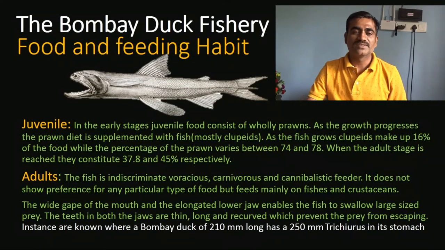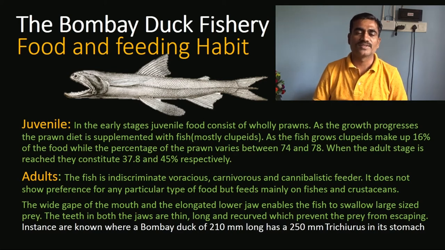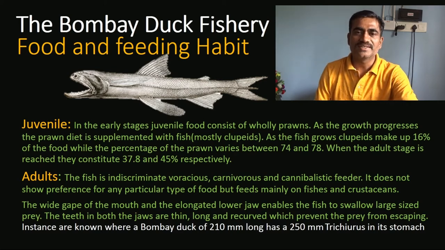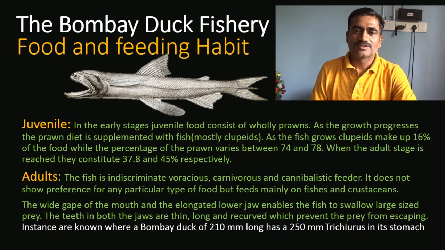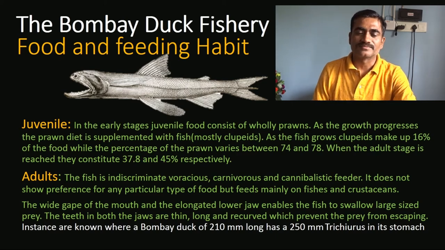Now we will see the food and feeding habits of the Bombay duck. First we will see the food of juveniles, and then we will discuss the food of adults. A juvenile is a small fish, a stage of the fish before it becomes an adult.